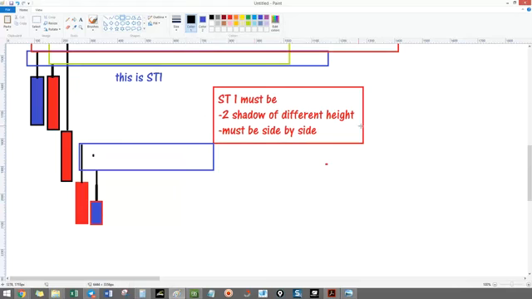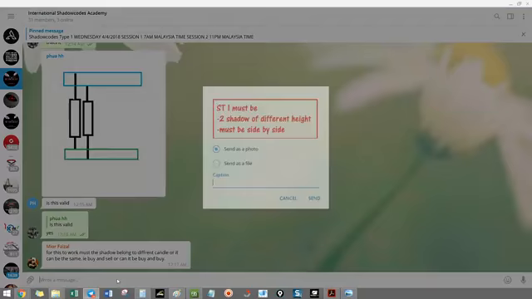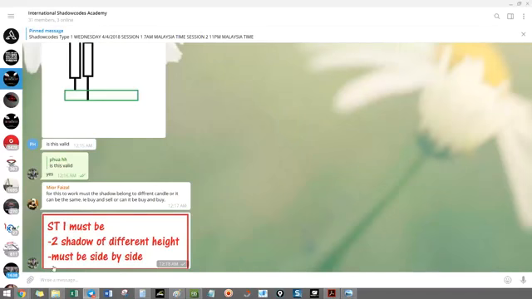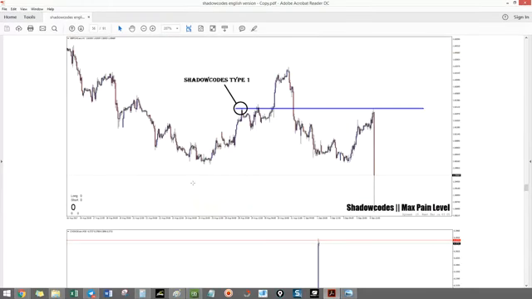The candle color, bearish or bullish, doesn't matter. The only thing that matters for ST1 is this: ST1 must be two shadows of different height and they must be side by side.